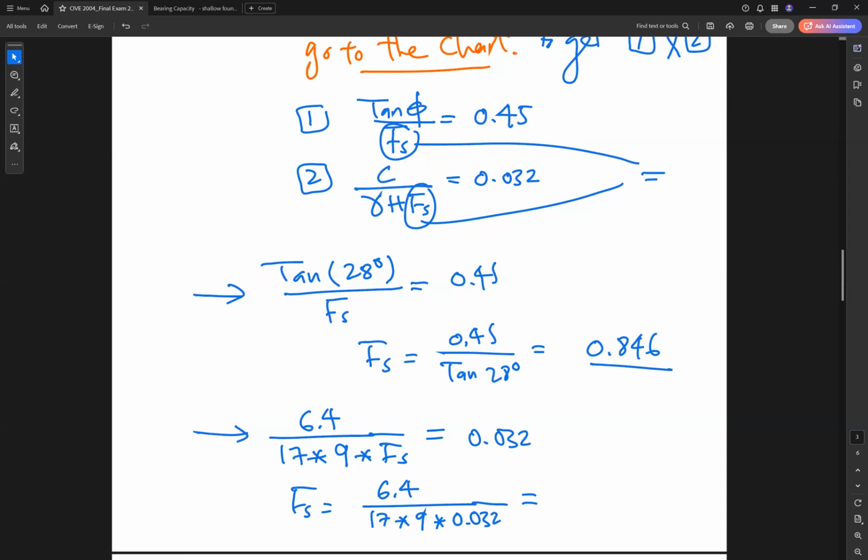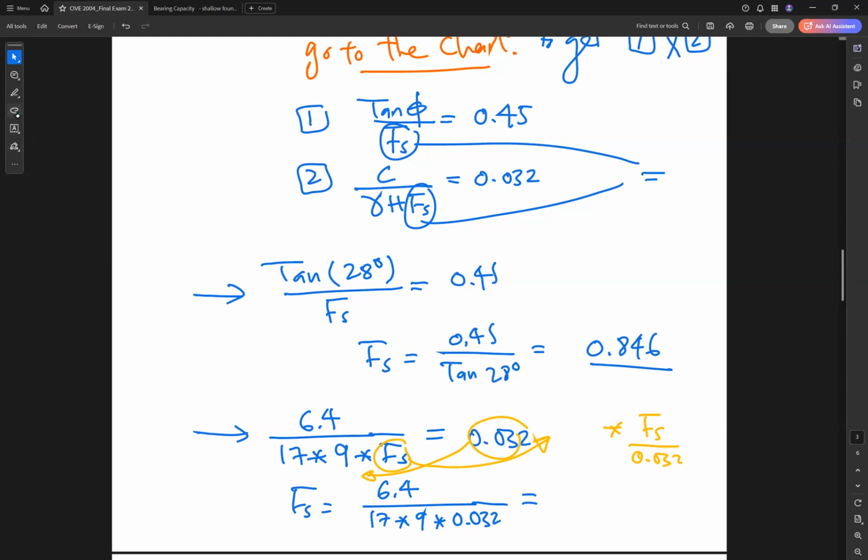In this scenario, how come the 0.032 isn't multiplied by the 6.4, like it usually goes? Yeah, because it is on the other side. So when it goes here, this goes there. You need to multiply by the factor of safety on both sides and divide by 0.032 on both sides. If you multiply this on both sides, this will cancel with this, so we still have Fs. There it will be below.